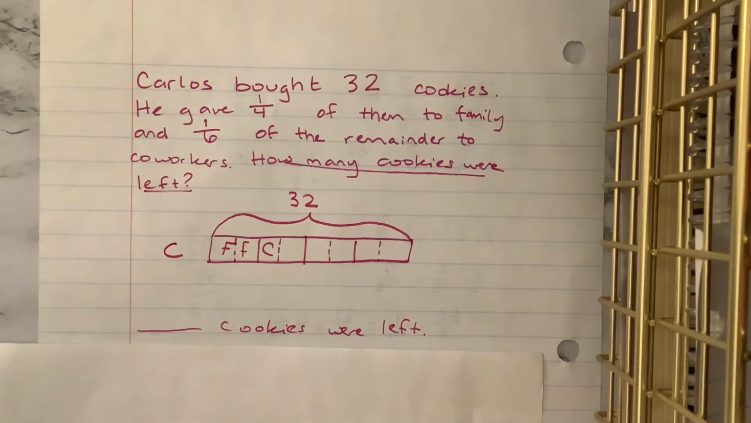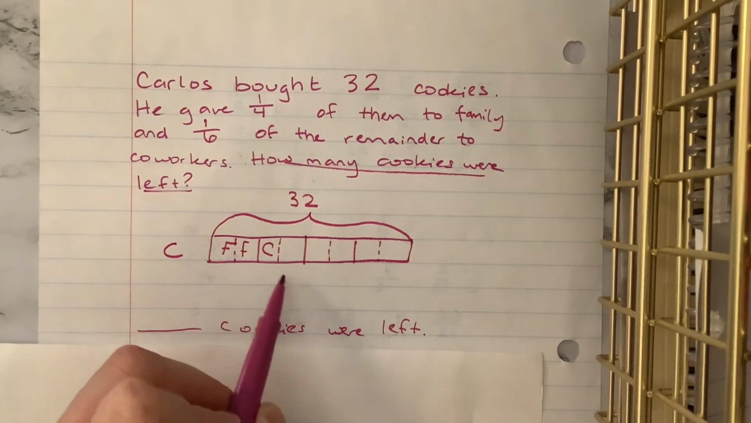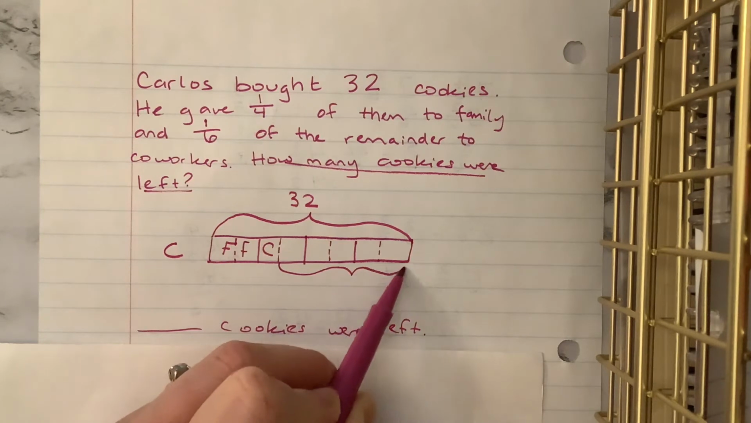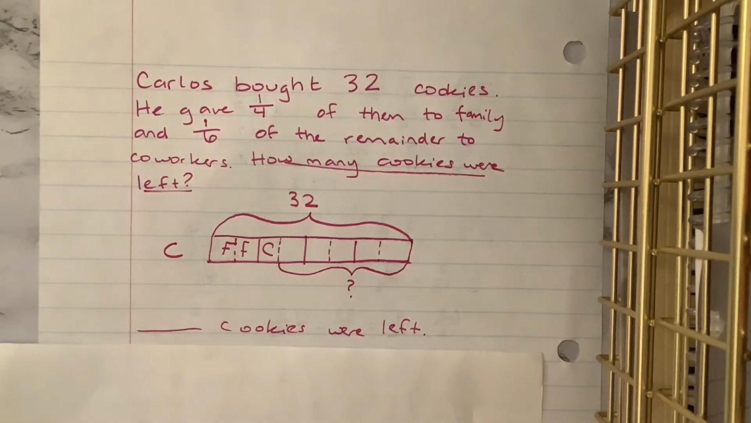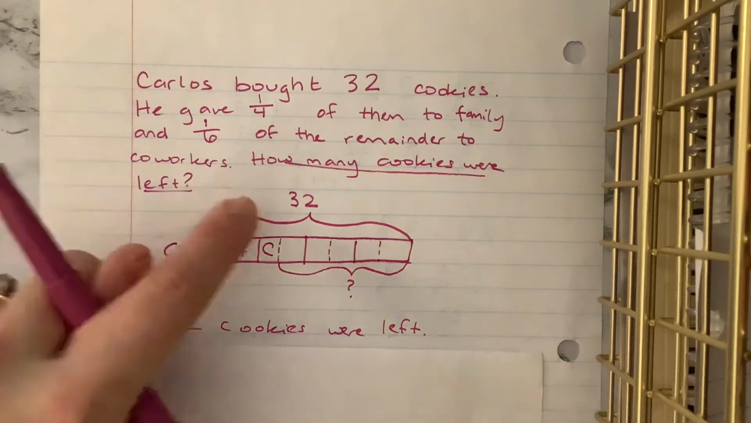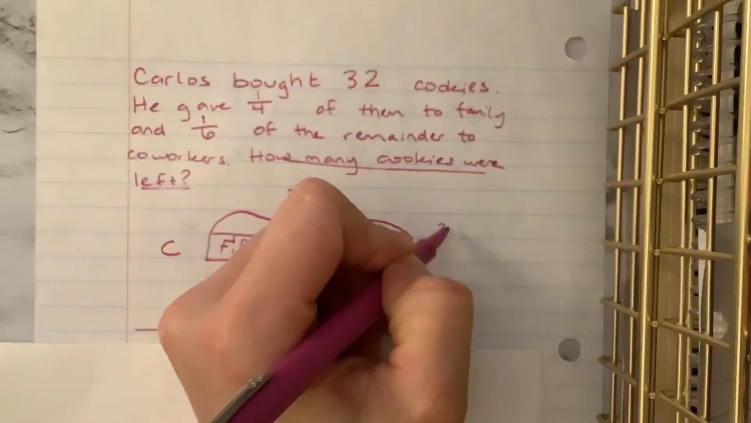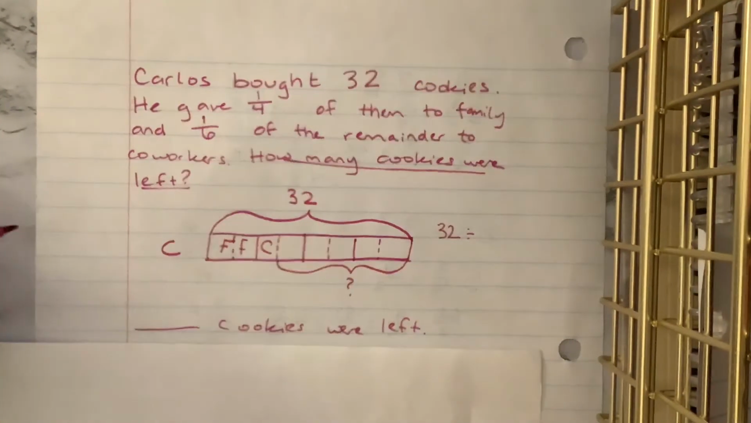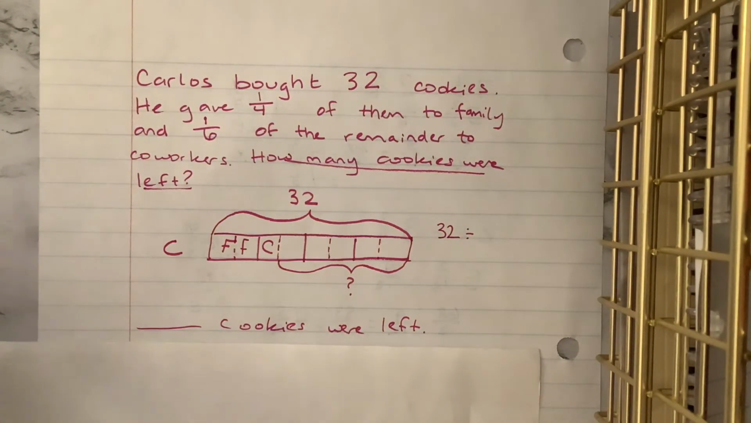How many cookies were left? So where does our question mark go? Right here. And now we want to look at the problem to tell us what it is that we need to be doing. So we have a known number, 32. And we have equal sized boxes, so we're going to divide to find what one of these boxes is.